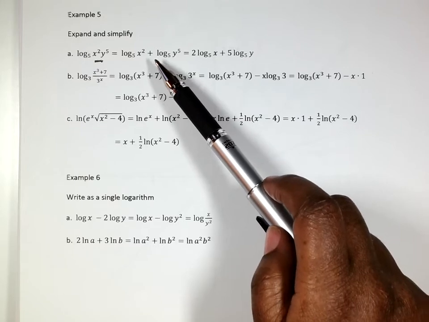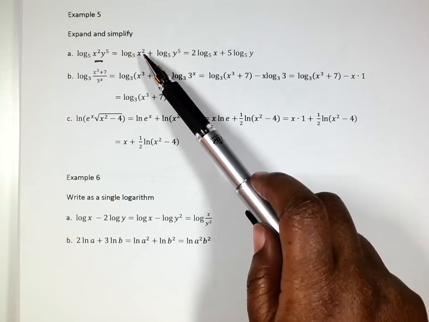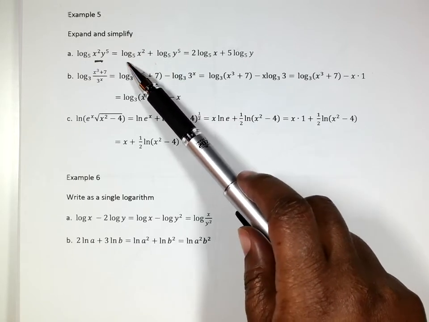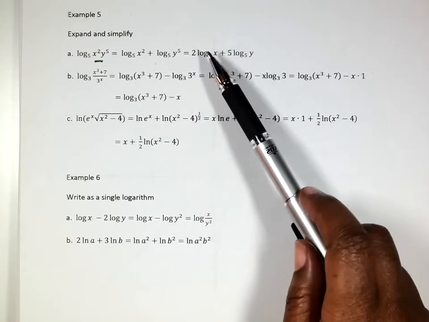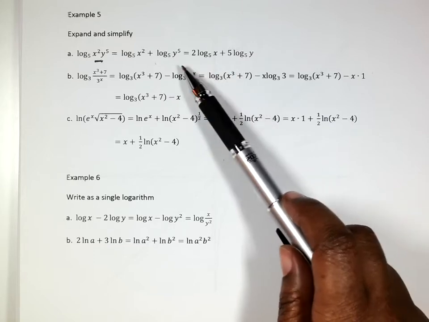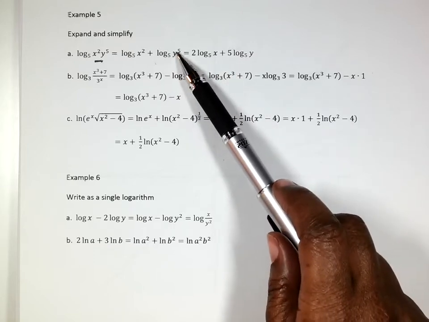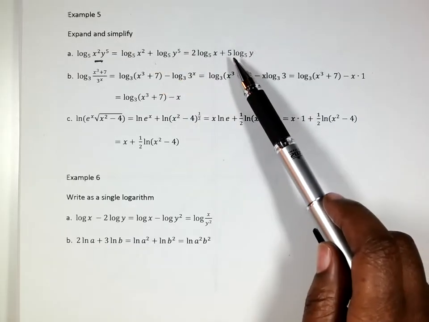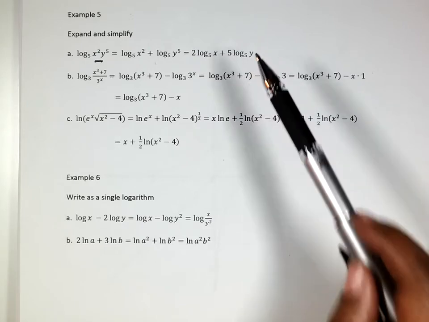From there, I'm going to use the other property, the fact that when you have these exponents, they can get multiplied out front. So that 2 gets multiplied out front, 2 log base 5 of x, and this y to the 5th, that 5 gets multiplied out front. So plus 5 log base 5 of y.